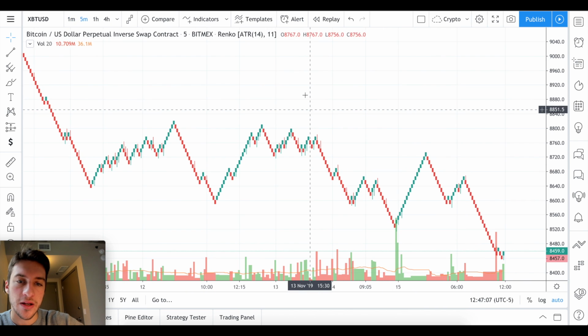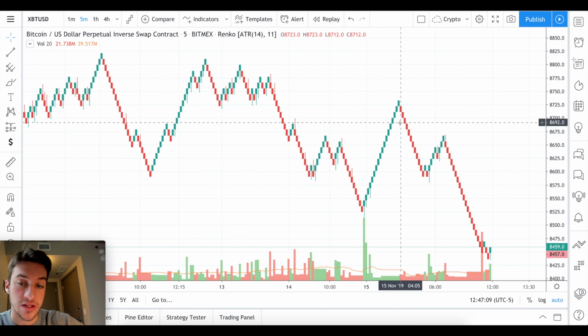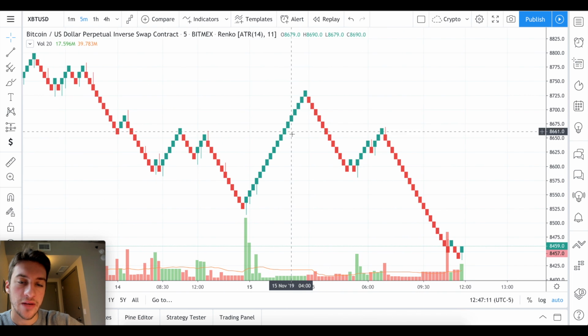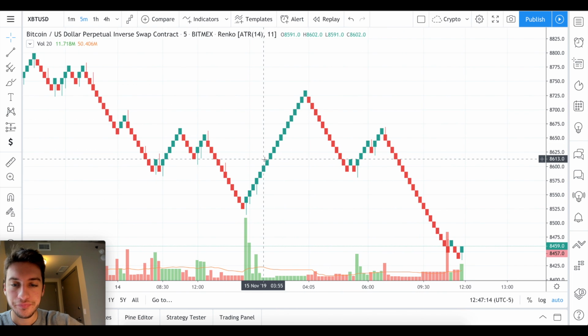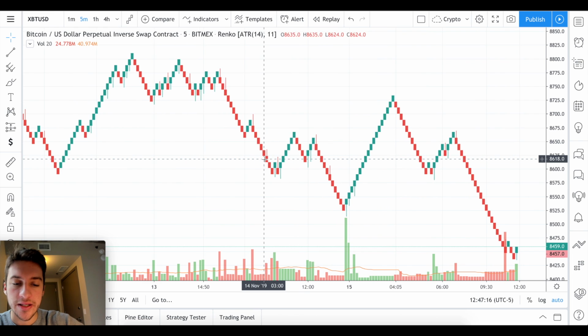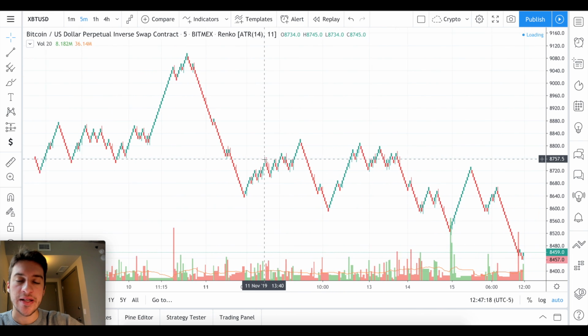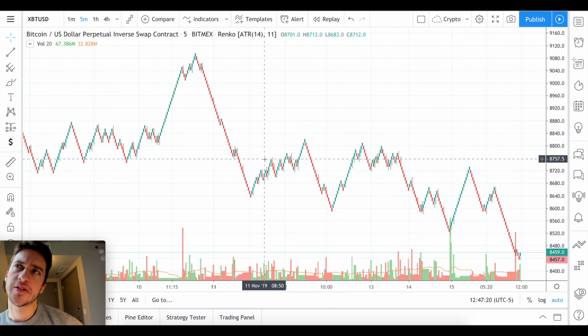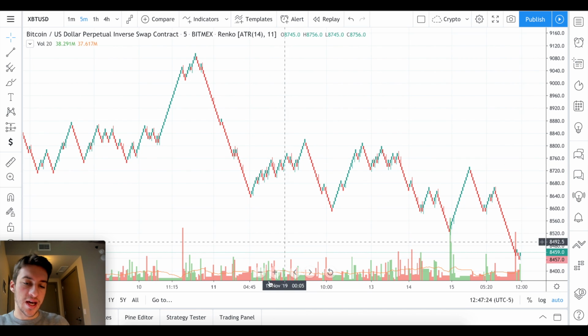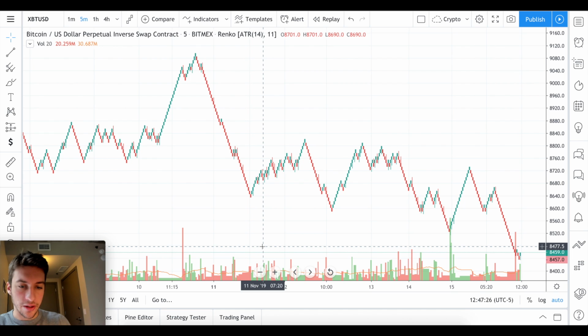So if I go to the 5 minute, you can see that each one of these bricks, as they're called, represents plus 11 in price movement. Now, this kind of chart is not based on time, it is actually based on price. So most charts that you're going to look at are based on time. The x-axis here is going to linearly have time showed.